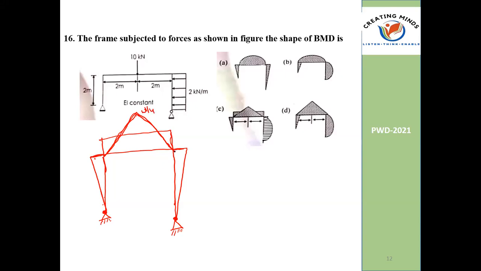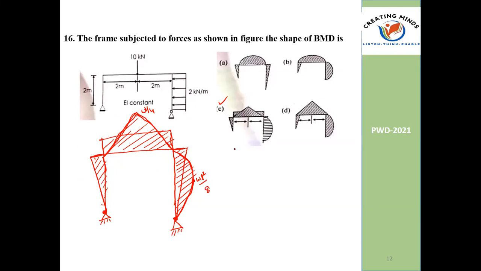And we may expect a parabola because of UDL. If you hatch, it can look like this. Sometimes they will hatch for all the members. So which option is correct? Option C. So generally this value is WL square by 8, and this is A, B, C, D.